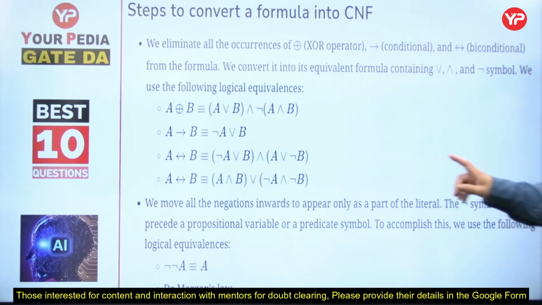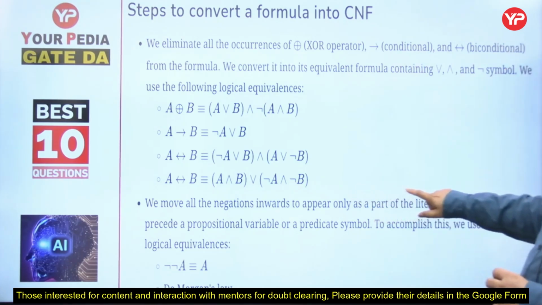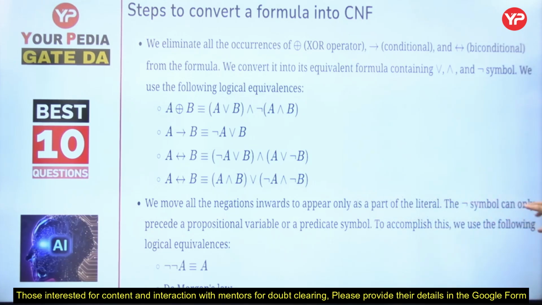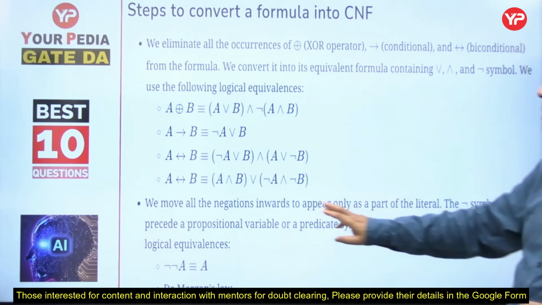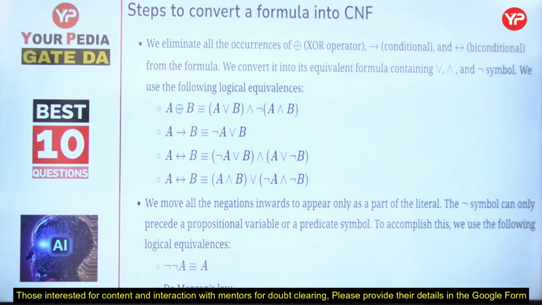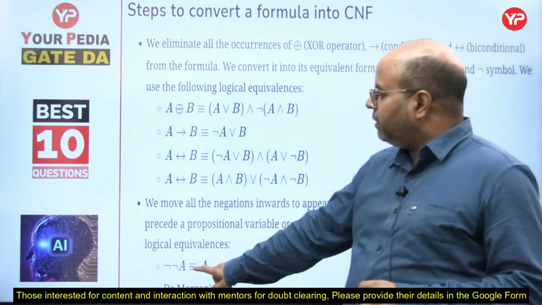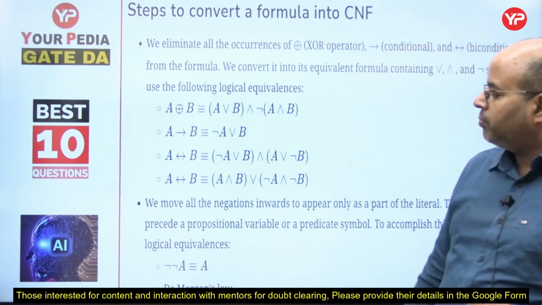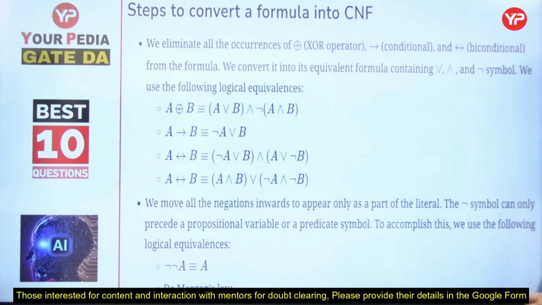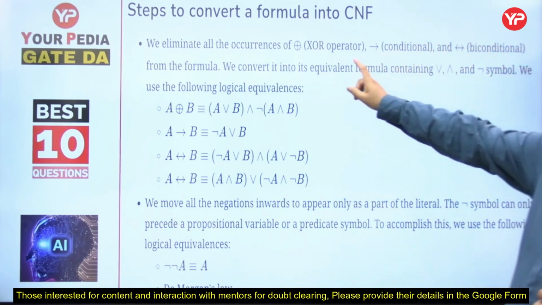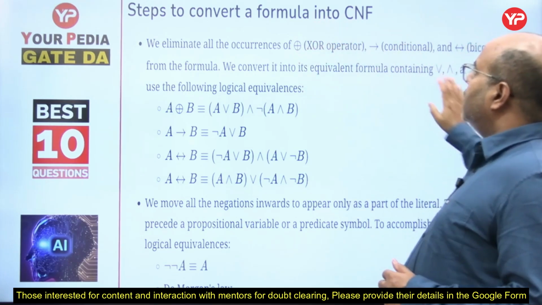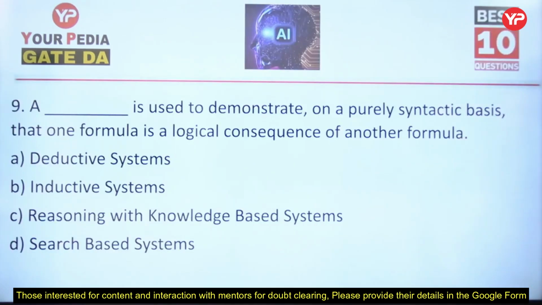Then we move all the negations inwards to appear only as part of the literal. The not symbol can only precede a propositional variable or a predicate symbol. To accomplish this, we use the following logical equivalences. Like double negation, which gives a positive thing, and De Morgan's law. So using this, we can convert any formula in predicate logic to a CNF and operate further.